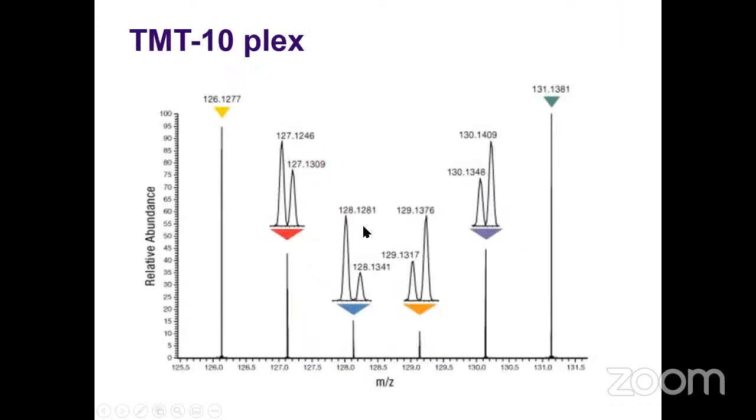Couple questions in the chat. First question, SILAC is not feasible with complex tissue lysates, let's say mouse tissue lysate. Why can't you use SILAC for mouse tissue lysate?